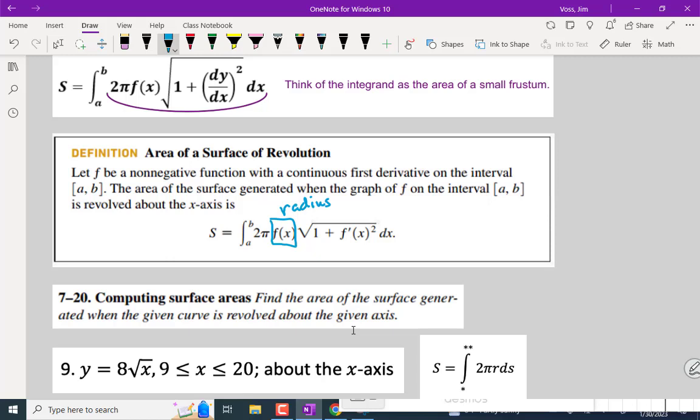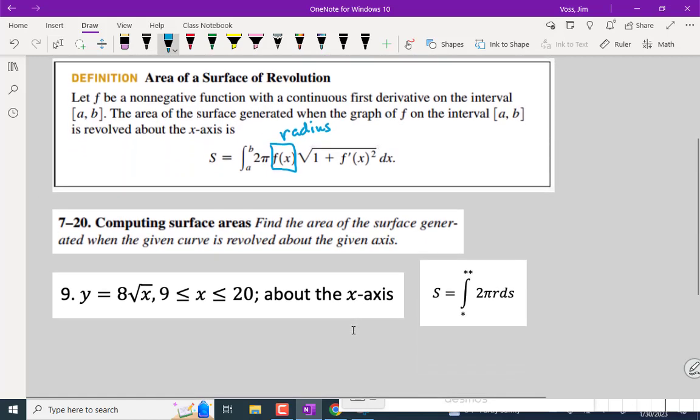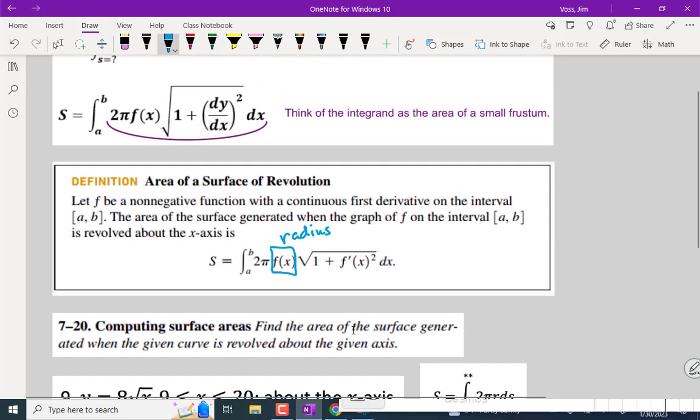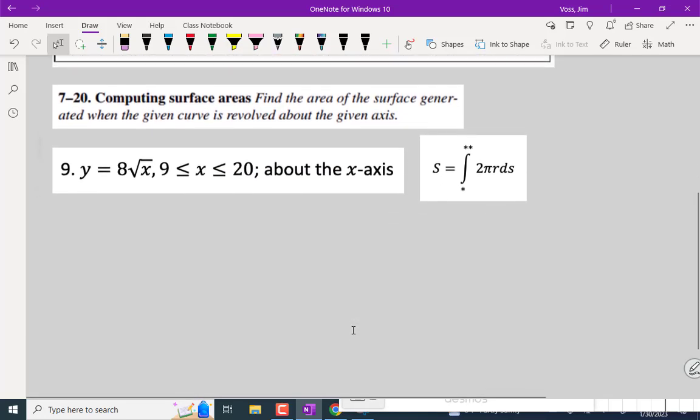So it's 2 pi r ds. So let's try one. 2 pi r ds. Yeah, so you think of this whole thing as a very thin frustum. 2 pi r ds, thin frustum. Thinking about frustums.